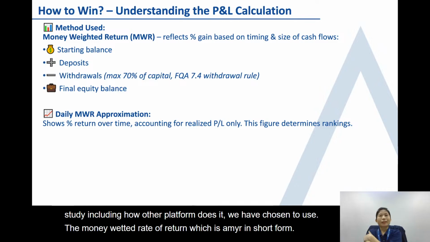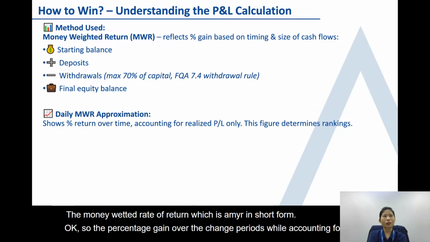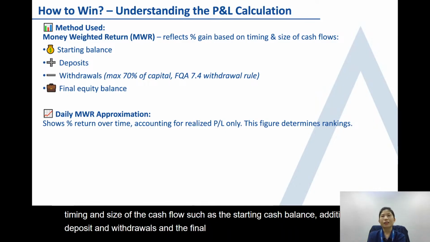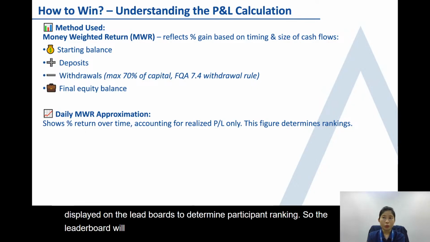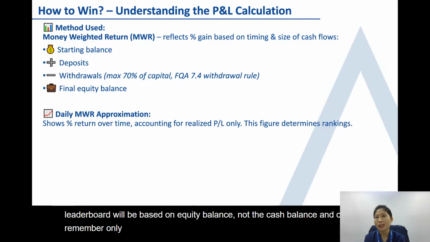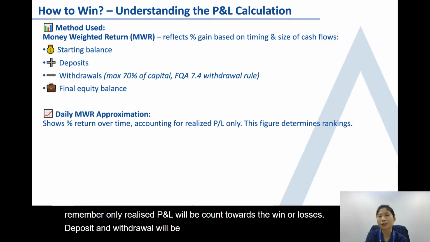It is the percentage gain over the challenge period while accounting for the timing and size of the cash flows, such as the starting cash balance, additional deposits and withdrawals, and the final cash balance. These figures will be displayed on the leaderboard to determine participant ranking. The leaderboard will be based on equity balance, not the cash balance, and remember, only realized P&L will be counted towards the win or loss percentage. Deposits and withdrawals will be included in the calculations.